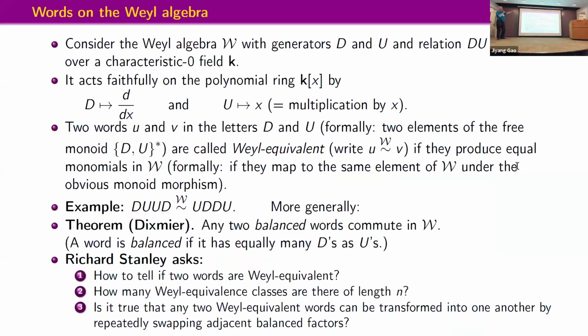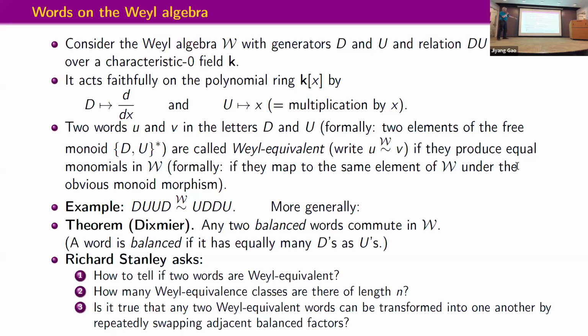So consider the Weyl algebra. We've got two generators, d and u. If you don't know what it is, that's fine. And there's one relation, du minus ud equals the identity. It acts faithfully on the polynomial ring over a field of characteristic 0. If you set d to be taking the derivative and u to be multiplication by x, then that's exactly the relation you get. We're going to call two words, as in monoid words, Weyl equivalent if they represent the same operator, if up to that relation they represent the same element. It's a theorem that we think goes back to Dixon-Yeh, if not earlier, that two balanced words commute. A balanced word is one that has the same number of d's and u's.